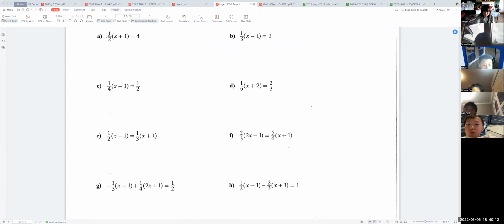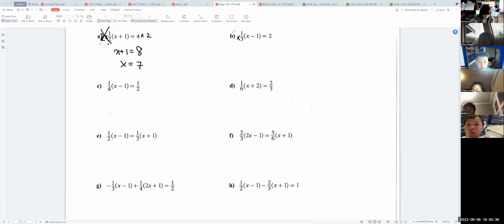So this one times what, boys and girls? 4. Times 2. Right, because 2 times half, this one's gone, so x plus 1 equals 8, so x equals 7. Get it, everybody? Yeah. Very quick. Isn't it nice? So this one times what?